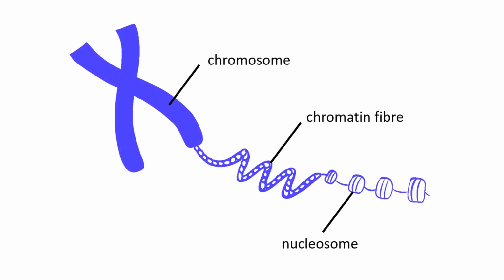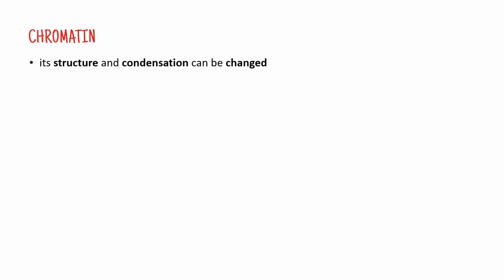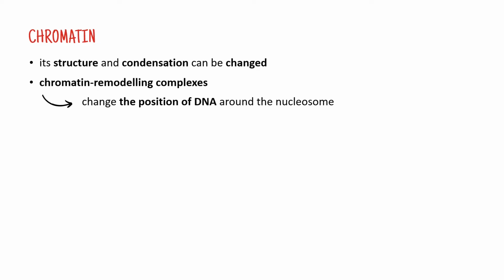So as we said, a series of nucleosomes forms the chromatin fiber. And the histone that allows this structure to be formed is the H1 histone, and its function is to put the individual nucleosomes close together. So that's it for histones and their function. Now the structure of the chromatin and its condensation can be adjusted, and cells have several mechanisms to do so. One of these are chromatin-remodelling complexes, complexes of proteins that change the position of DNA wrapped around the nucleosome, making the DNA more or less accessible to other proteins in the cell.